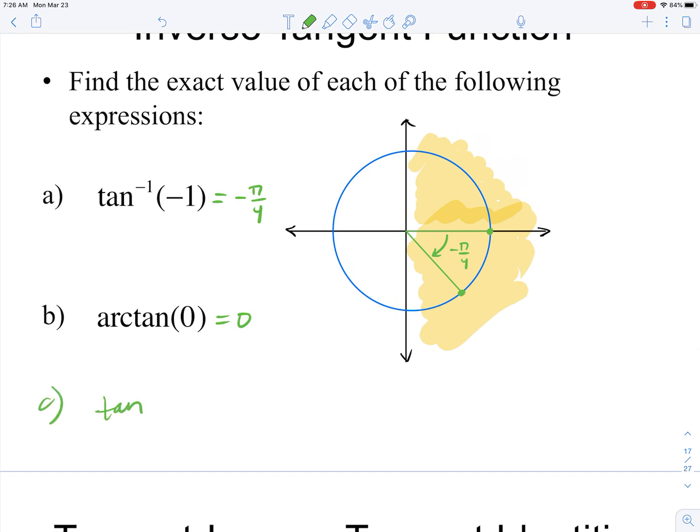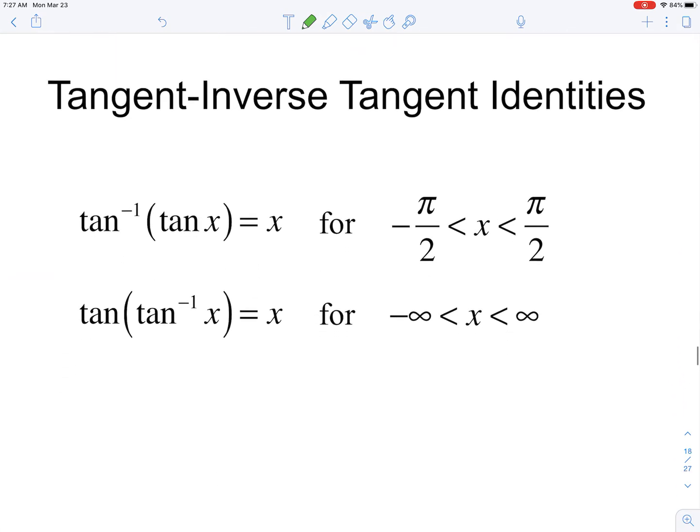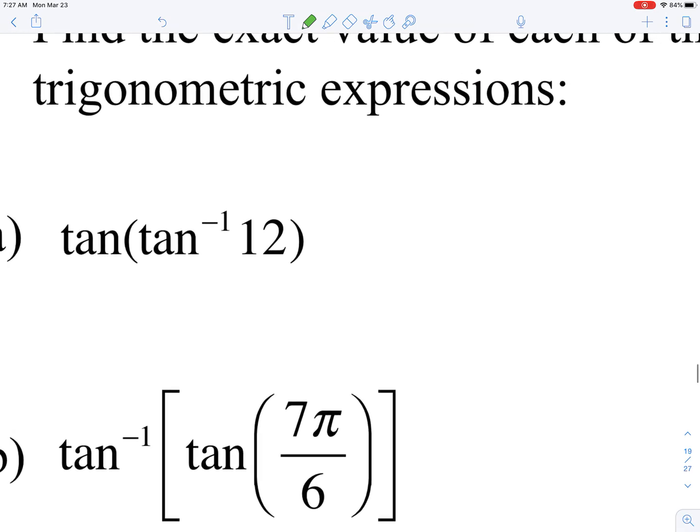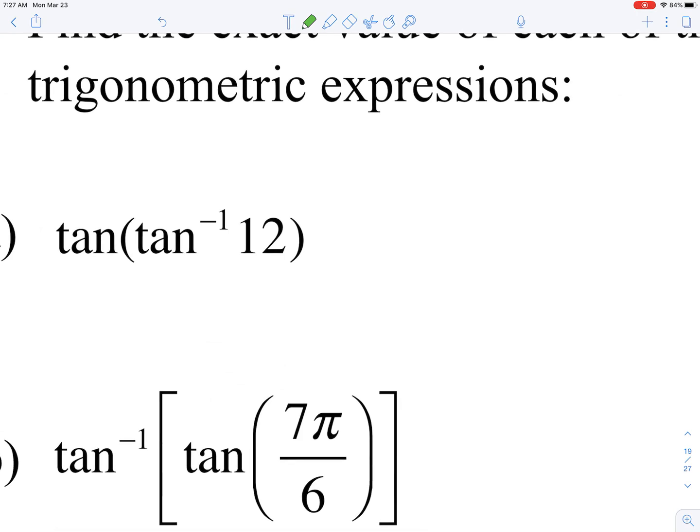Okay, or let me give you one more. How about inverse tan of root 3? That's quadrant 1. That would be up here at pi over 3. Okay, the identities work in the same way as sine and cosine. Now inverse tan of 12 would give you an angle whose tangent is equal to 12. Well, this represents the angle, I'll call that angle theta, so tangent of theta would end up being equal to 12. The identity holds here.